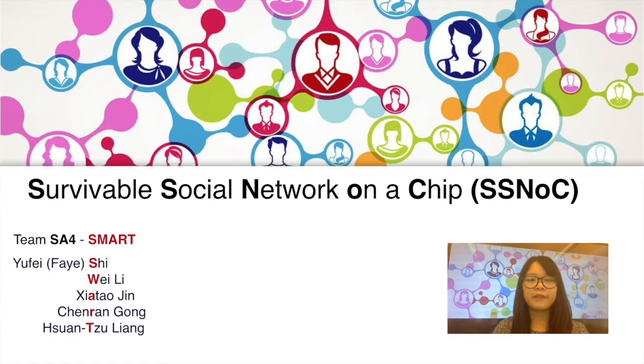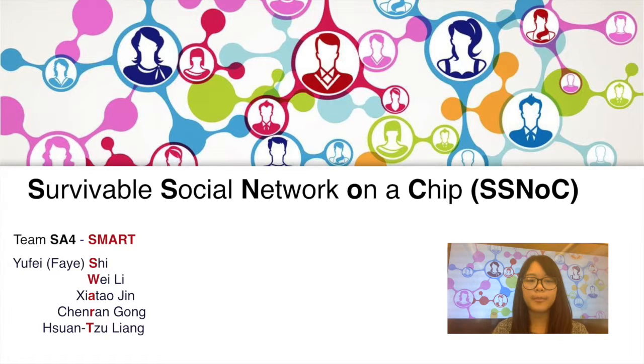Nowadays, people cannot live without social networks. We use Facebook to post news and photos, and Google Hangout to make video calls. However, when disaster happens, electricity and cellular networks are down and we cannot use these tools anymore.